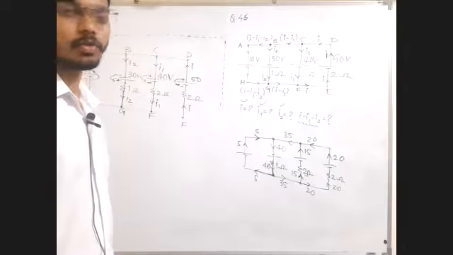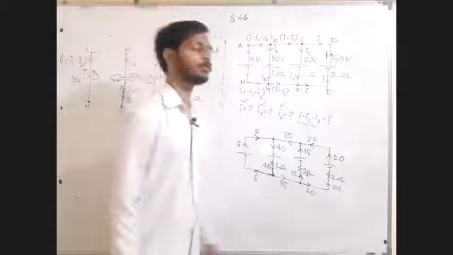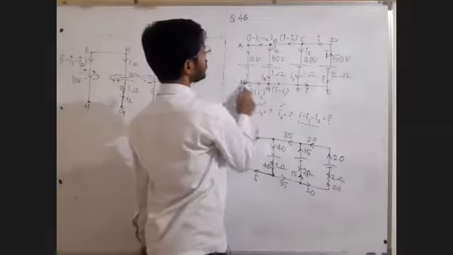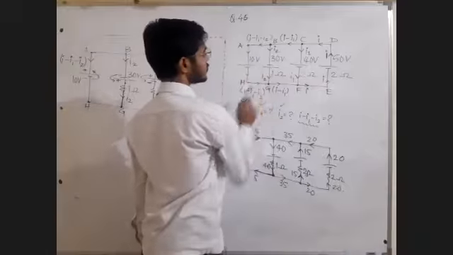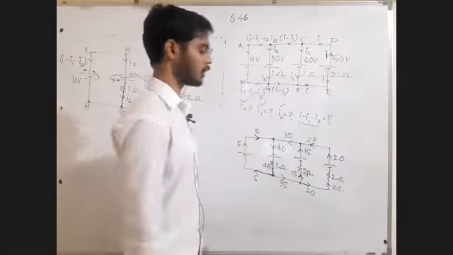Can we take any other loop? Yes, you can take any 3 loops. You can take any 3 different loops. You cannot do it like this: A, B, G, H, A, and then G, H, A, B, G. No, it's the same loop. You have to take three different loops.